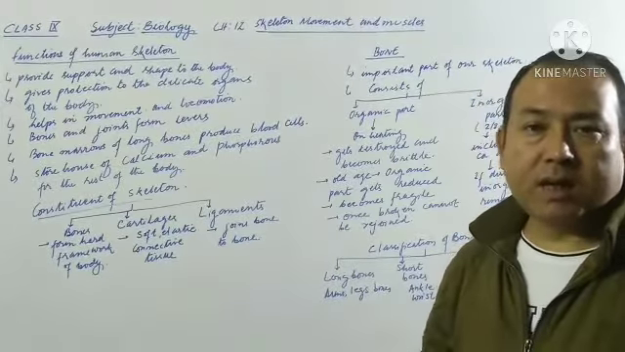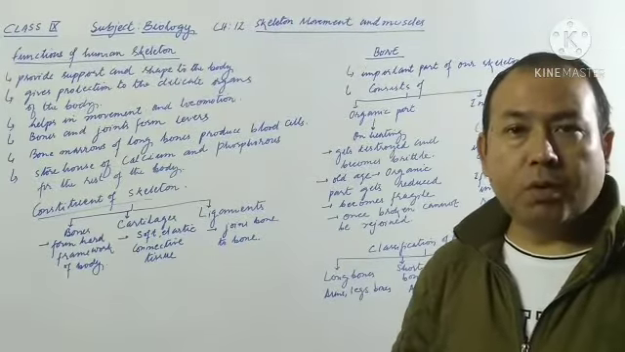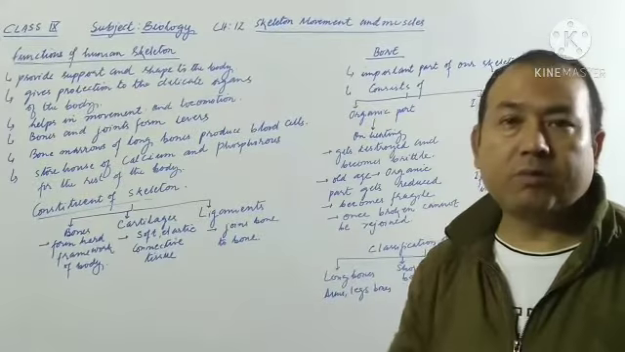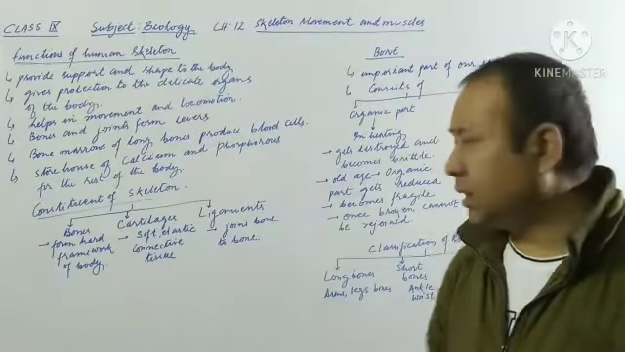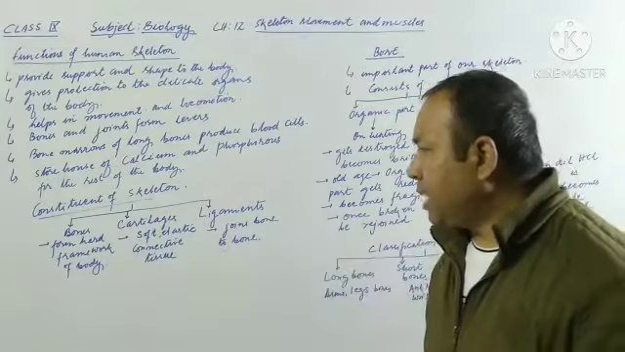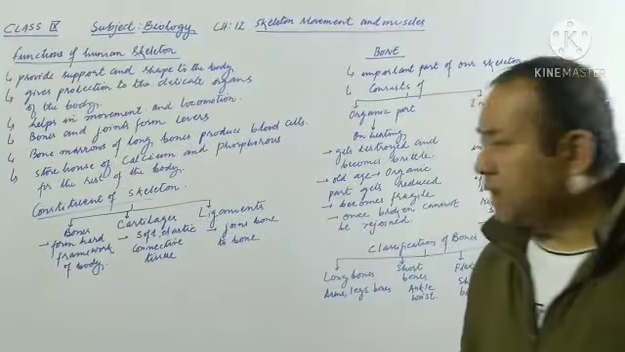Ligaments are a type of connective tissue which connects bone to bone. About tendon also you might have learned, which connects bone to muscle. So these are the main parts of the skeleton: bones, cartilages, and ligaments.